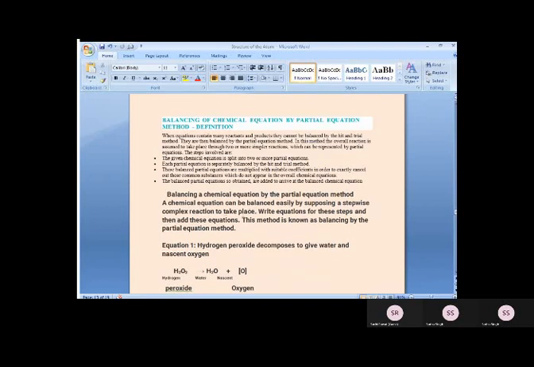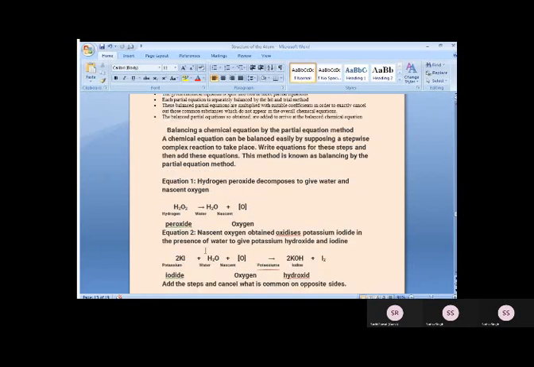Then these balanced partial equations are multiplied with suitable coefficients. Why do we multiply with suitable coefficients? So that we can cancel out those common substances. And ultimately we will get the final balanced equation. Now we will understand this with one example.